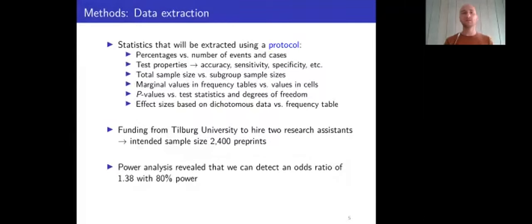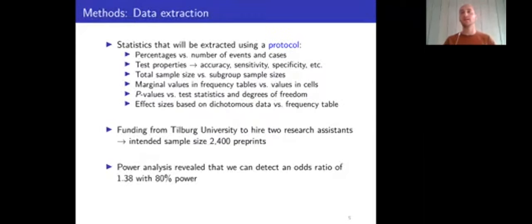And prior to starting the data collection, we also did a power analysis in a way where we try to figure out what the effect size would be that we could detect with 80% power, because the funding is limited. So we know we can include approximately 2,400 preprints in our sample, and then we can detect an odds ratio of 1.38 with 80% power.